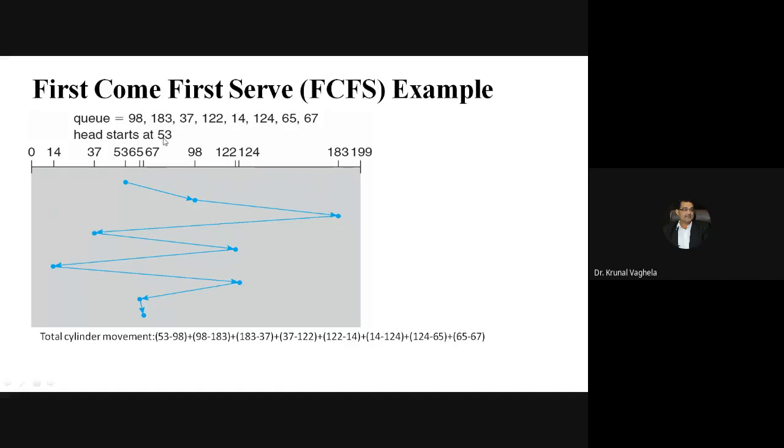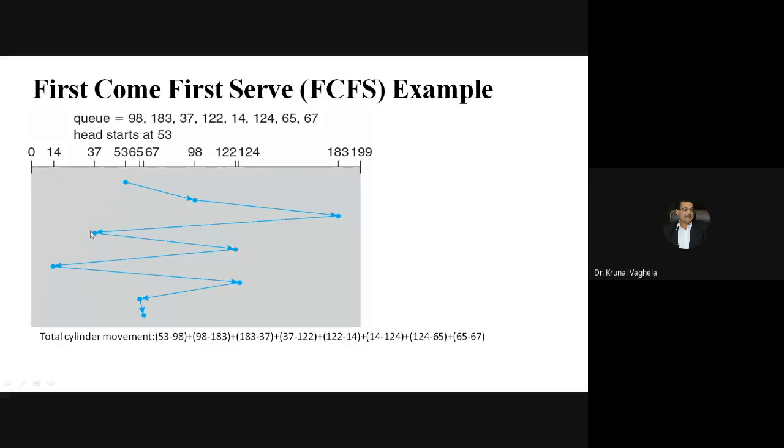So your head will start at 53. This is cylinder number 0, 1, 2, 3, 4, 5, 6, 7, and up to 199. This is 0 to 199. From 53, it will go to 98. So first your head will come here. From 98, it will go to 183. From 183, it will need to come to 37. So it will come to 37 again.